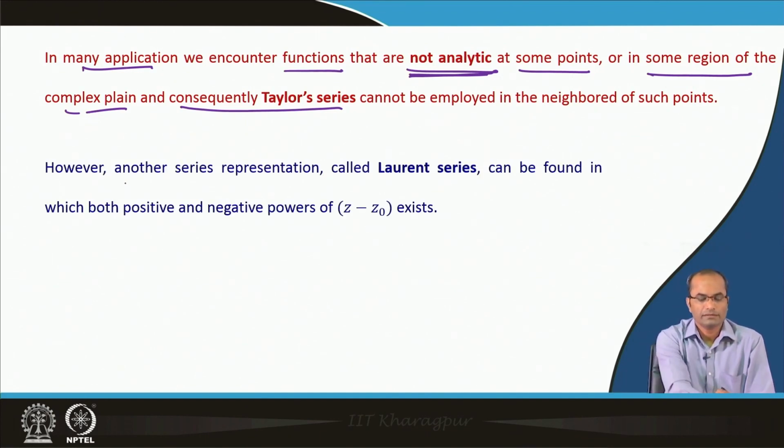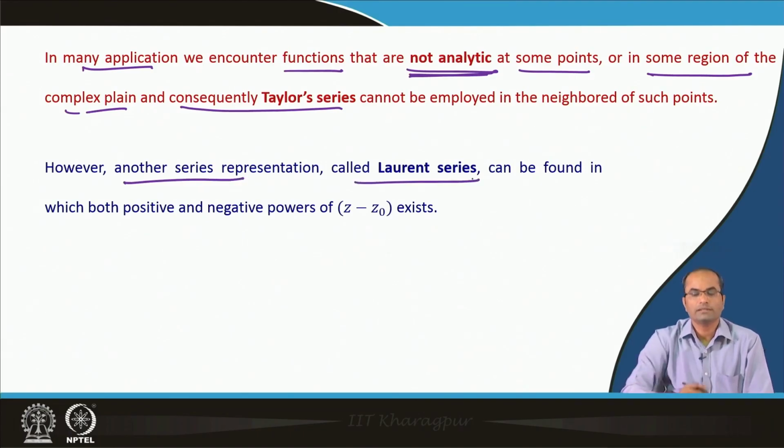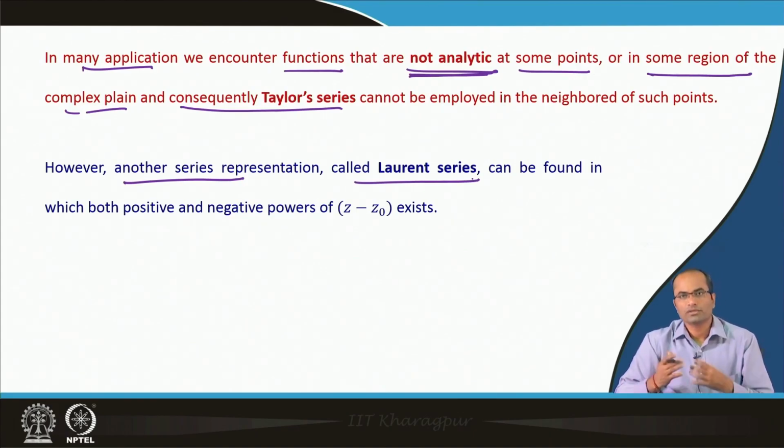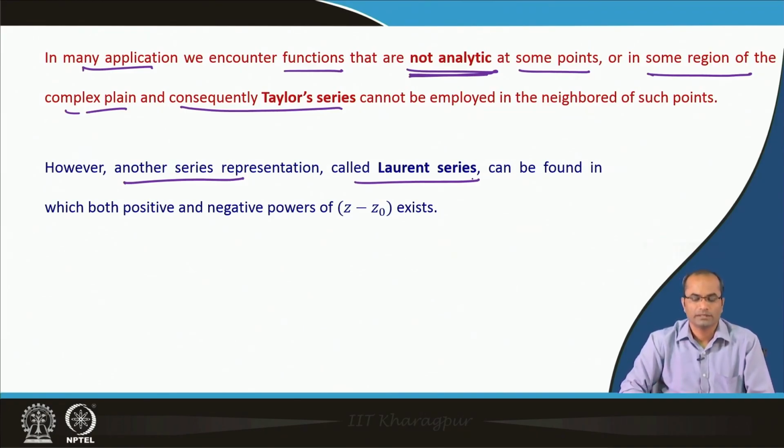In that case, another series, which is called the Laurent series, can be found, and this Laurent series contains the positive powers of (z - z0) and also the negative powers of (z - z0). This is what we will discuss today, and we will also discuss how to obtain such a series.